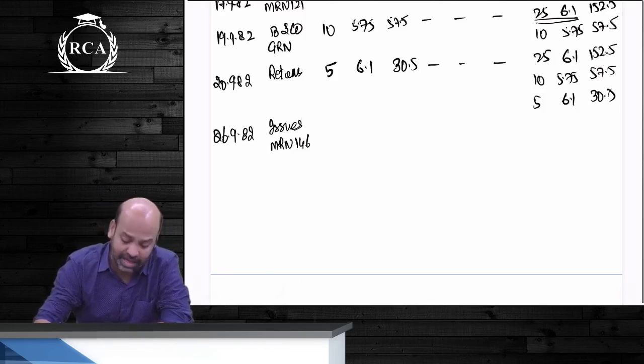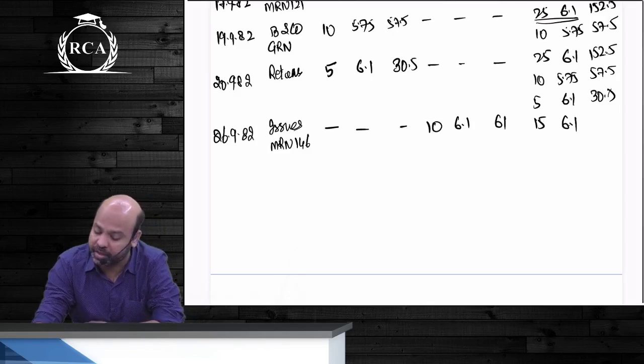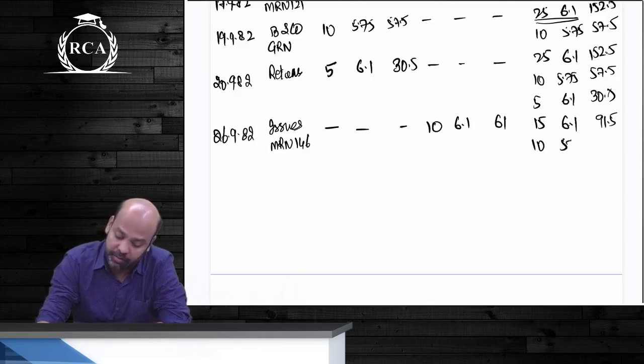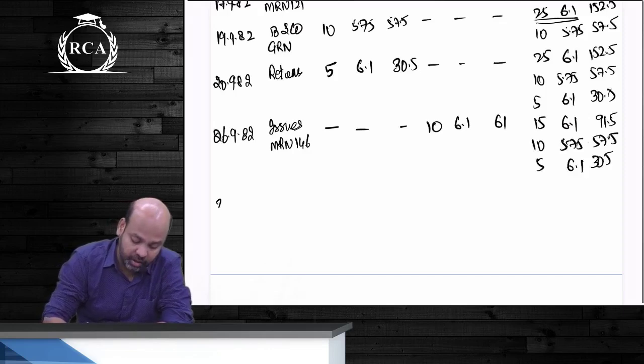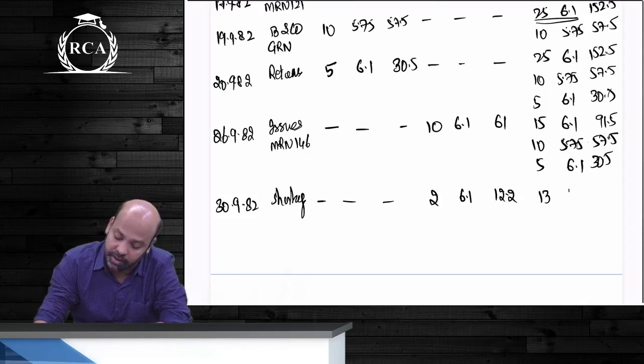Issues, guys, 10 units. This 10 units will be at a price of 6.1. So you will have 15 units at 6.1 beta, which will be 91.5. 10 units at 5.75, 5 units at 6.1. And finally on 30th September beta, there's a shortage. Kitne units ka shortage hai? 2 units. This also will be at 6.1, so that will be 12.2. So you'll have 13 units at 6.1.